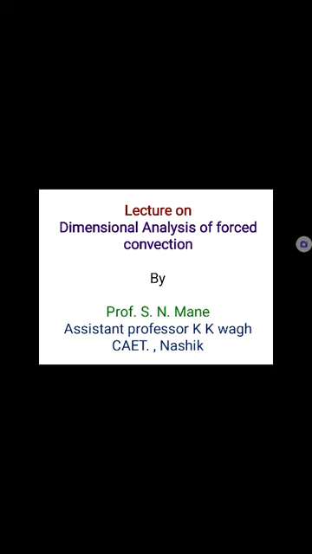Today we will learn about the dimensional analysis of forced convection. Forced convection is the type of convection heat transfer in which, to transfer the heat between fluids, we need some external means, in which an agitator, a stirrer, or a pump is important for the movement of molecules.